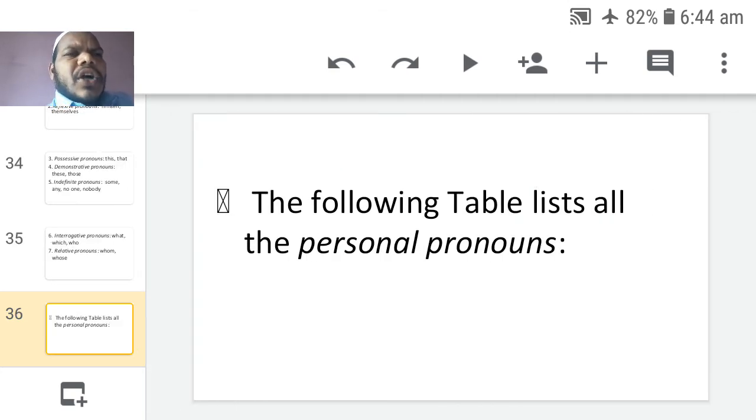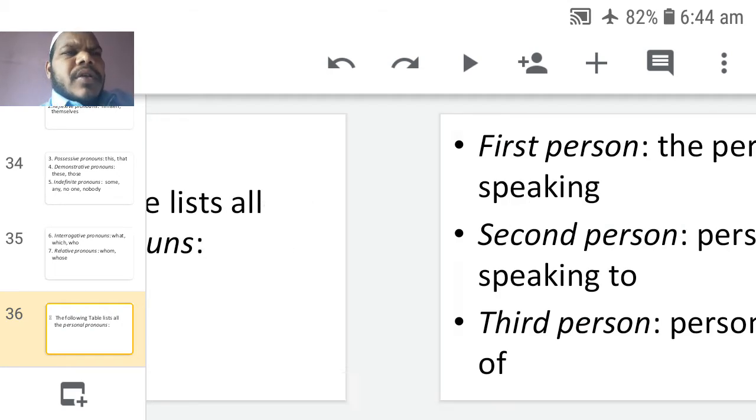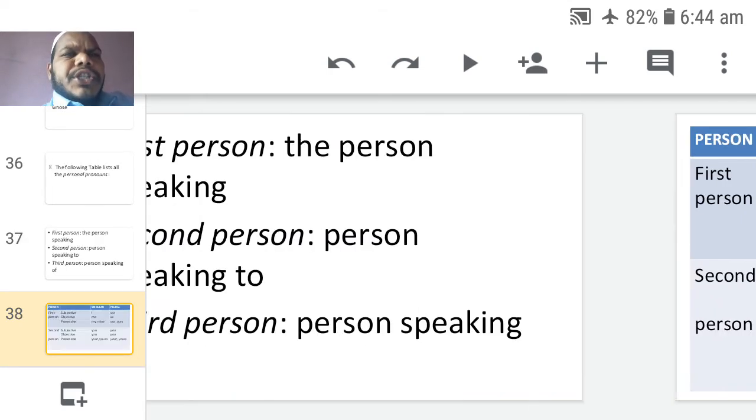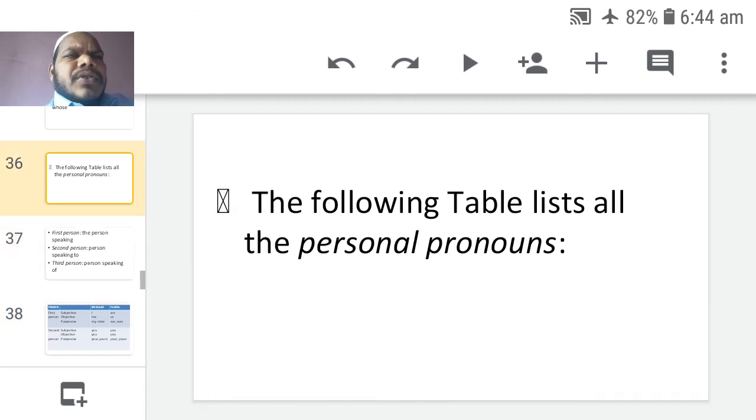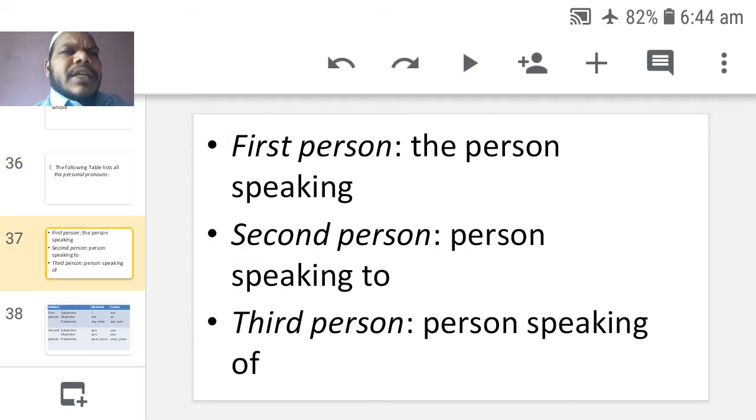The following table lists all the personal pronouns, their position, either subjective, objective, or possessive. So let us see the table which lists all the personal pronouns. And as you know, first person, second person, third person, where the first person means the person speaking, the second person, the person spoken to, third person, the person spoken of.